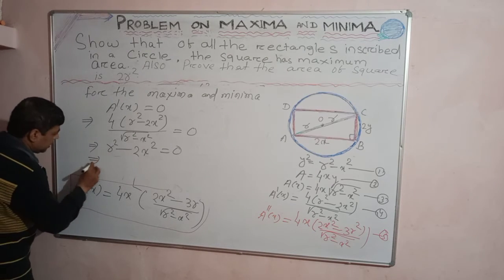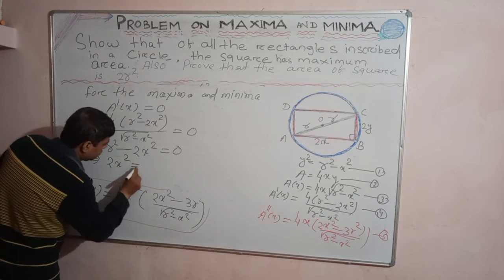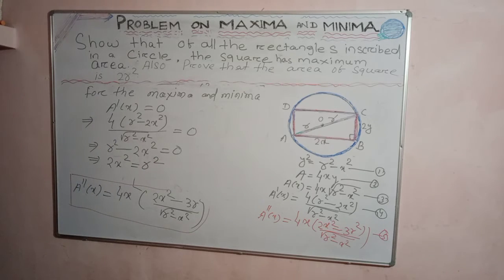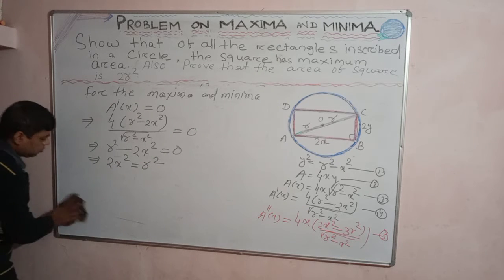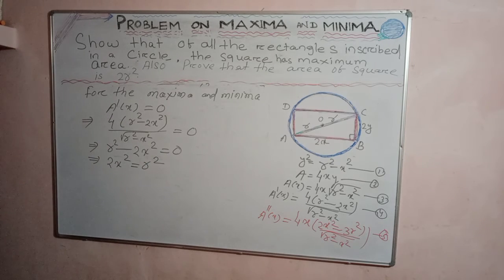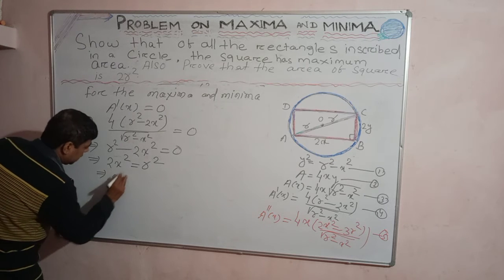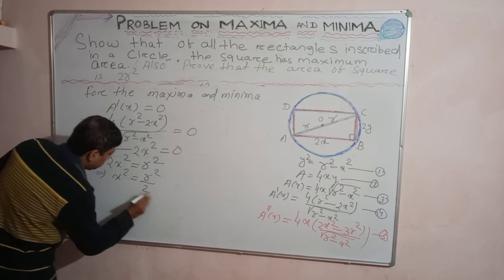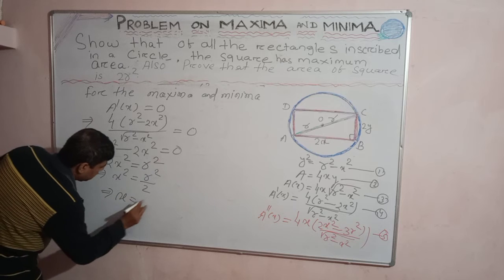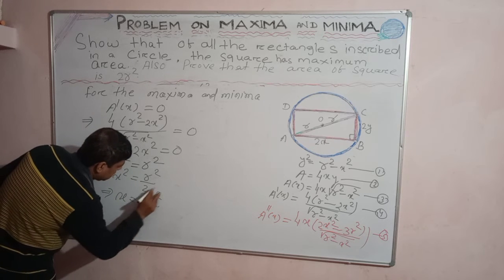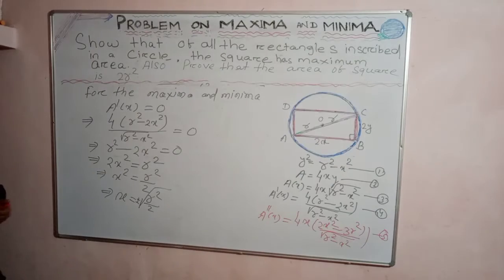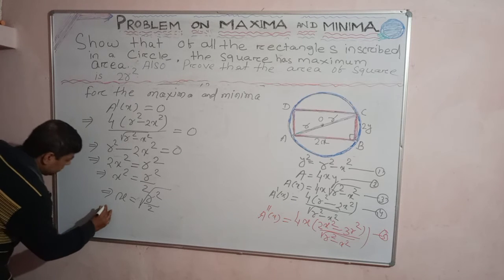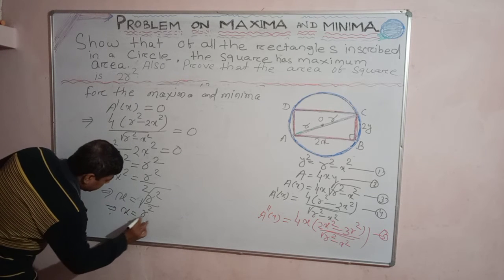So that implies 2x square is equal to r square. That implies x square is equal to r square upon 2, and that implies x is equal to plus minus the square root of r square upon 2, that is, x is equal to r upon root 2.